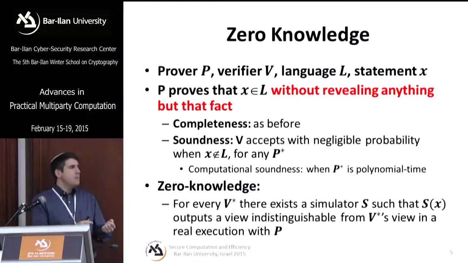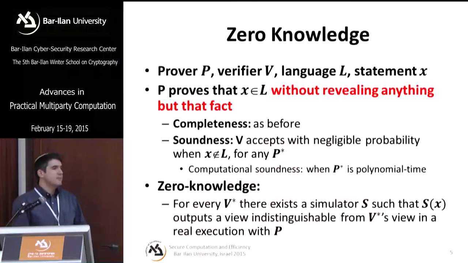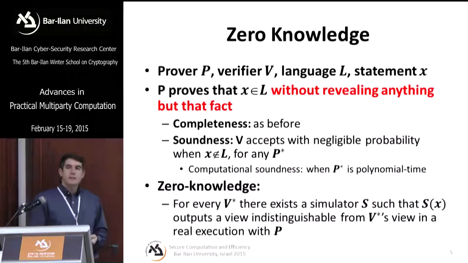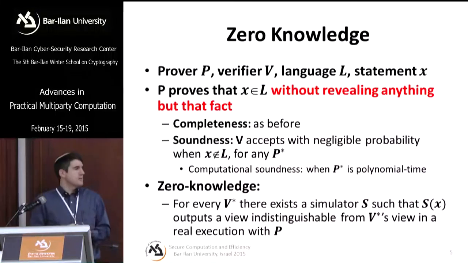So there's a statement and there is a proof, a written proof, some secret witness of the statement, but we want to actually convince the verifier without revealing that. And we're going to say that the verifier did not learn anything if its view in the transcript and the proof can be generated just by the statement alone.